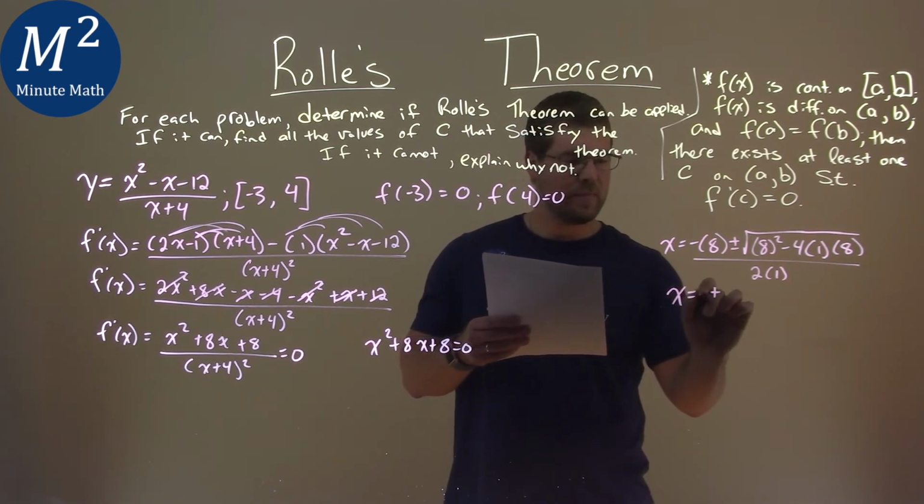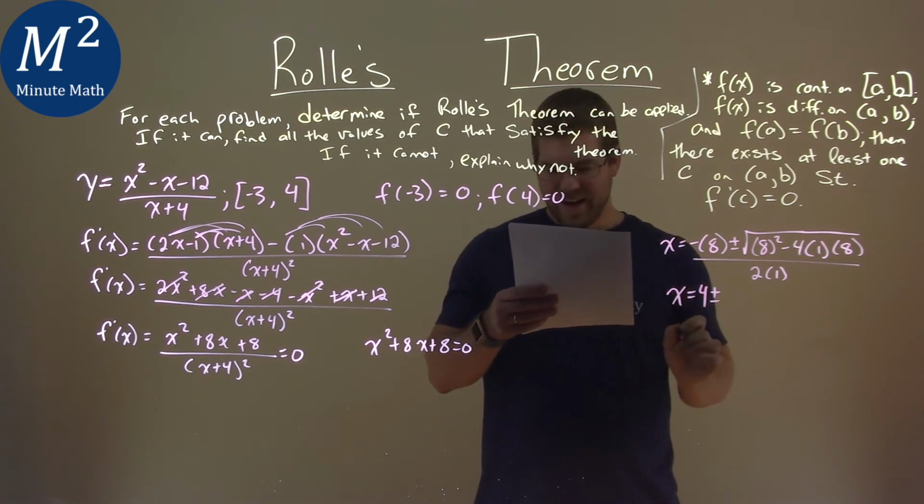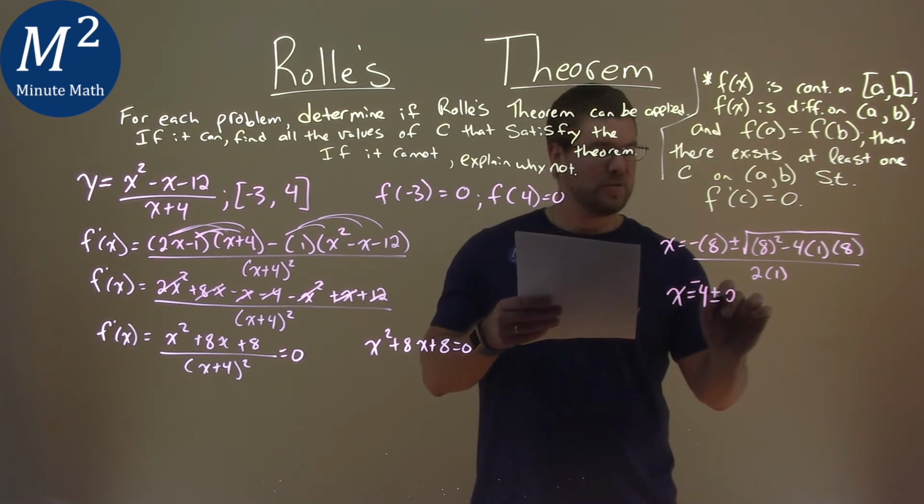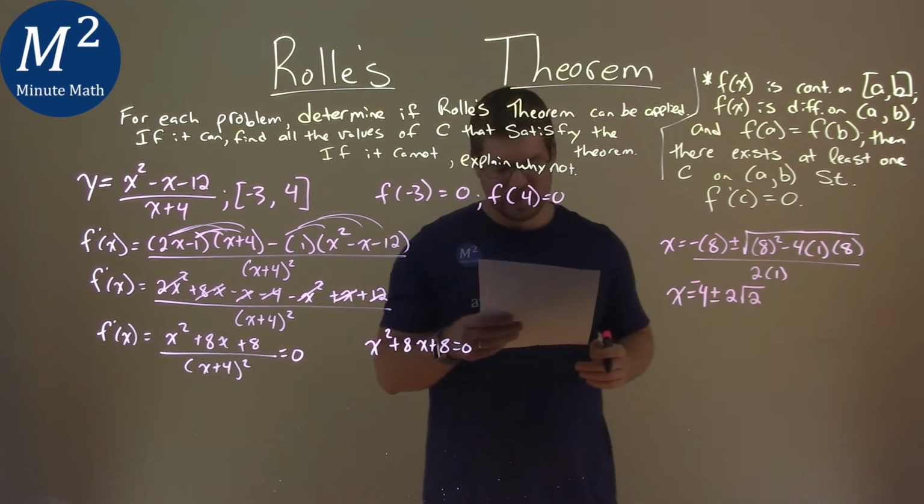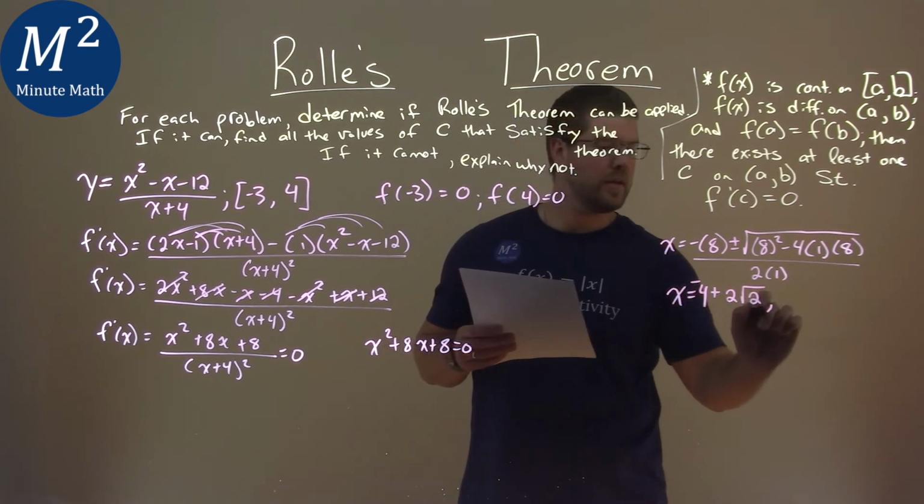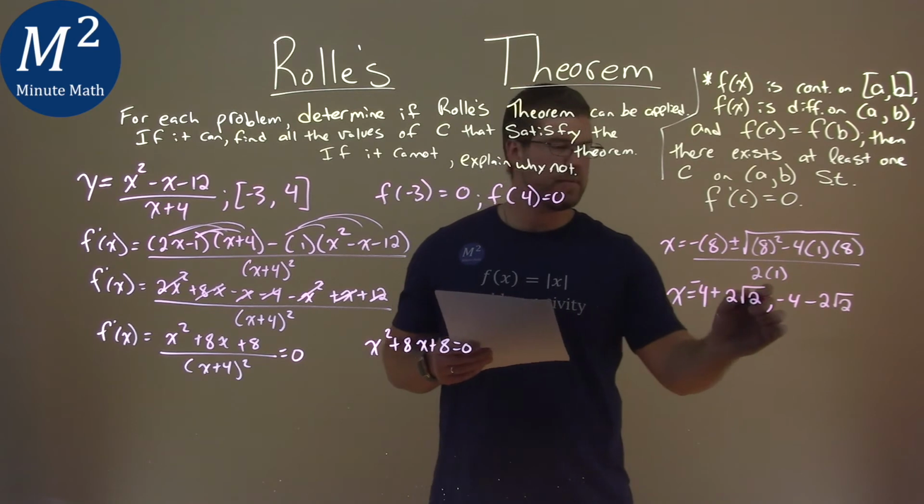x equals negative 4, oh my goodness, I'm skipping things. Negative 4 plus or minus 2 square root of 2, and that's what it simplifies to. Now let's write it like this: negative 4 plus and minus 2 square root of 2. So these are our two values here, two options.